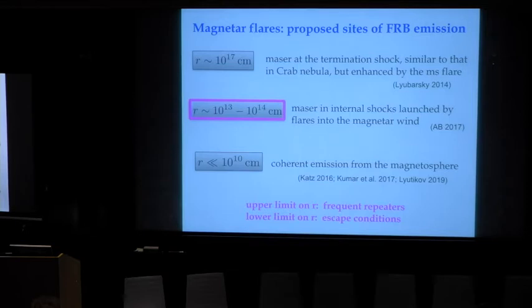radio waves. Now, too big a radius is excluded because we see repeaters, and if they repeat like this at a radius of 10^17 centimeters, it requires too much energy, and also the recovery time of the termination shock boosted by a giant flare would be months, just because it's so big, and so you cannot repeat sooner than in a month.